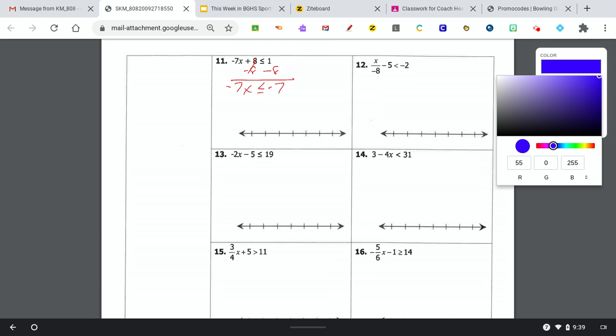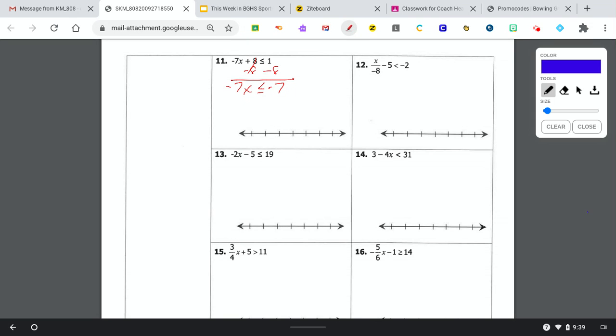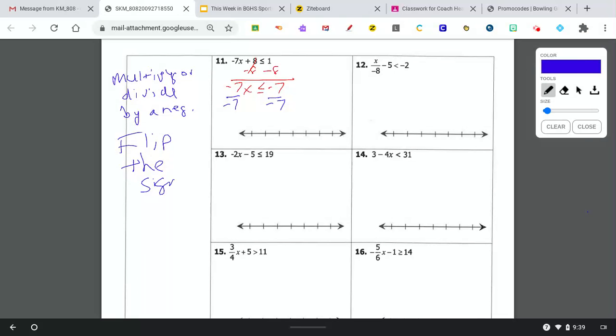All right? Because I'm going to have to divide by a negative. So remember that rule said if I multiply or divide by a negative, I have to flip the sign. Okay, that's important. I got to flip the sign.